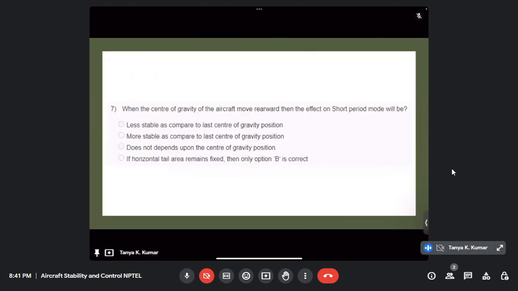This question we had discussed, I think, in week 11, right? It's the same question. If this is the same question, you know the answer.